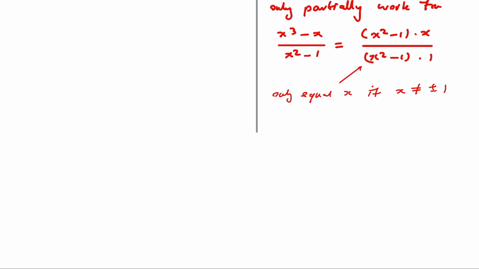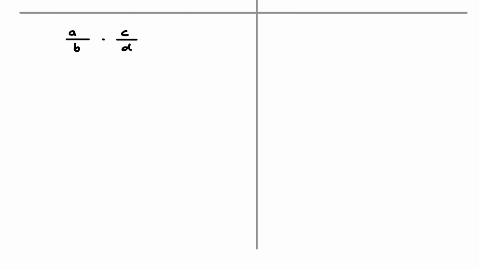Next, let's think about my algebraic operations. So algebraic operations, I've basically got two that I should worry about, addition and multiplication. Let's do multiplication first because it's much more simple. A divided by B multiplied by C divided by D is nice and simple. It's exactly what you'd guess it is. It's A times C divided by B times D. Right? Super duper simple.